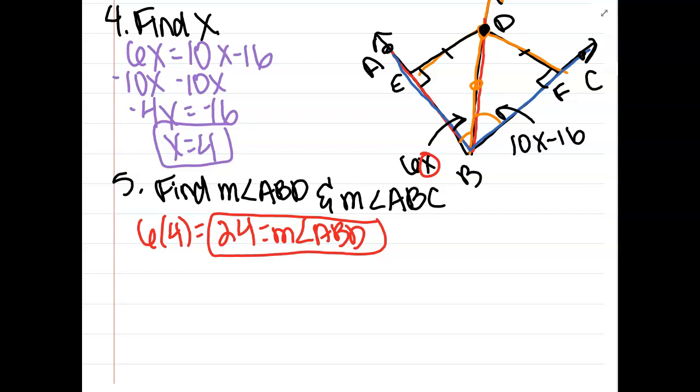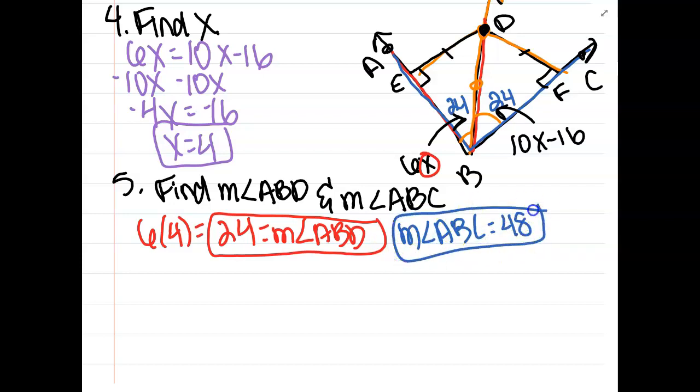You are correct. Without even plugging that in though, could you tell me what that angle equals? If this angle is 24, what does that angle have to equal? Yeah, also has to equal 24. So if they're both 24, what is the measure of angle ABC? 48, very good.